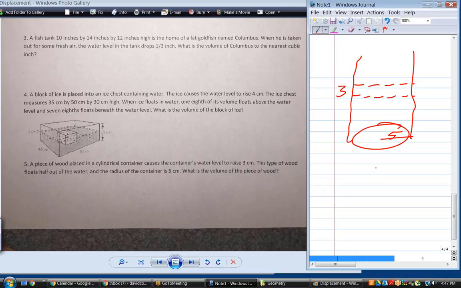5 squared times 3. Yeah. In other words, the volume of a cylinder is the area of the base, pi r squared, times the height. So this gives you a volume that's in cubic something, because height is in centimeters and radius is in centimeters. So when I square that and multiply it by height, I get cubic. But it's important to recognize that the volume of a cylinder is the area of its circular base times its height. So how much water got displaced when this piece of wood, half of it got submerged?